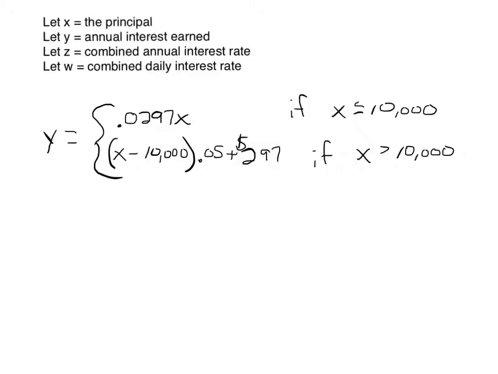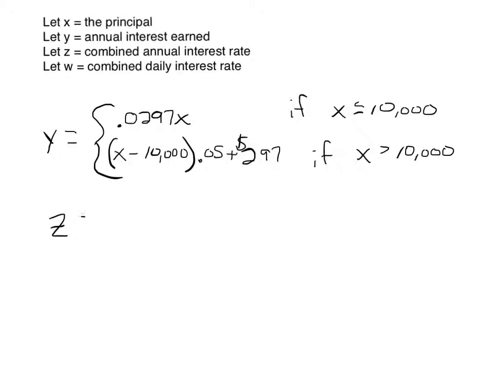If this doesn't make sense, let me know and I'll try to explain this again. We'll try one more time. If you earn $10,000 or less, you're going to get 2.97% of how much money you put in. If your principal is over 10,000, you're going to get the original 297 from the first 10,000. Any money over 10,000, like if this was 15,000, 15 minus 10 is 5. So for the $5,000, you get 5%. Add to that what you got for the first 10,000, and that would give you that money. So that's what y is. It's the annual interest earned.